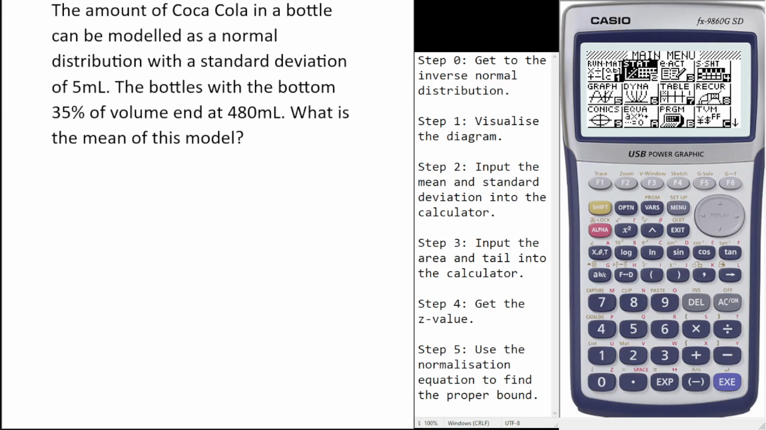The amount of Coca-Cola in a bottle can be modeled as a normal distribution with a standard deviation of 5 ml. The bottles with the bottom 35% of volume end at 480 ml. What is the mean on this model?